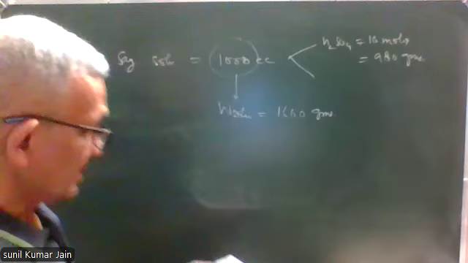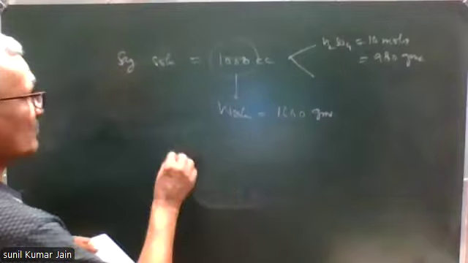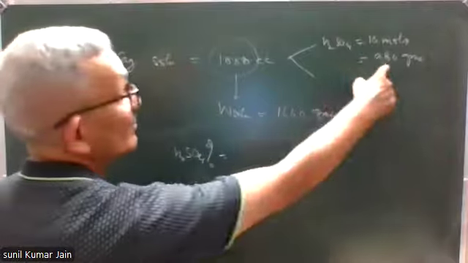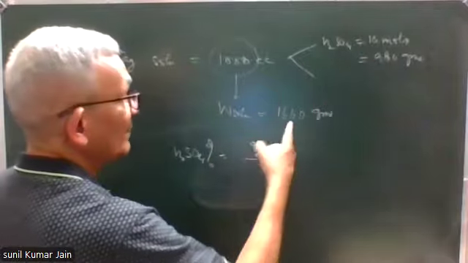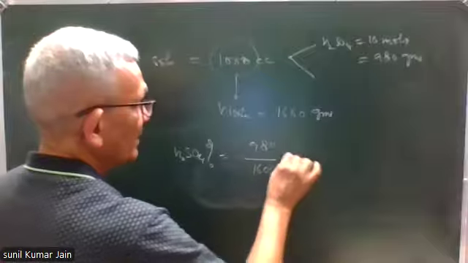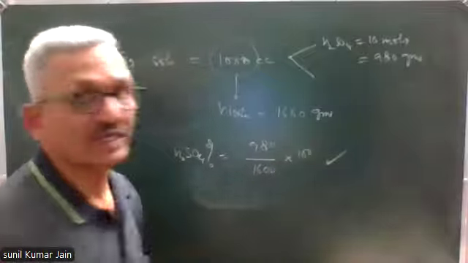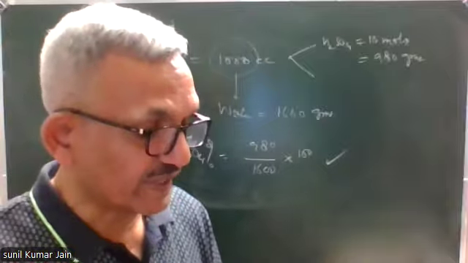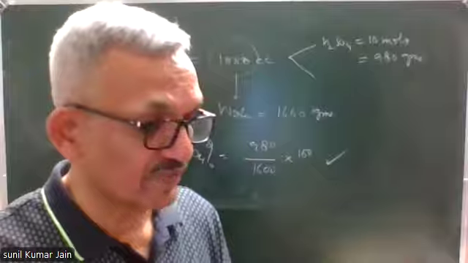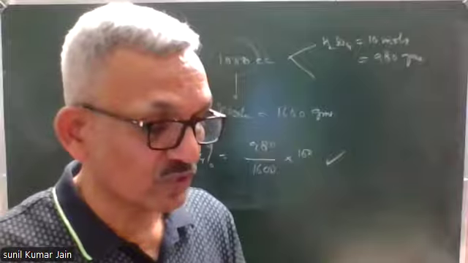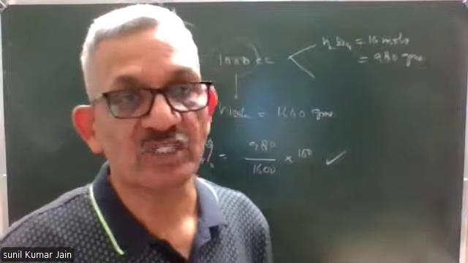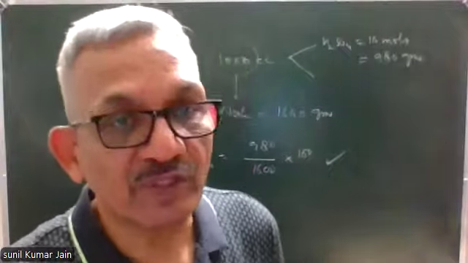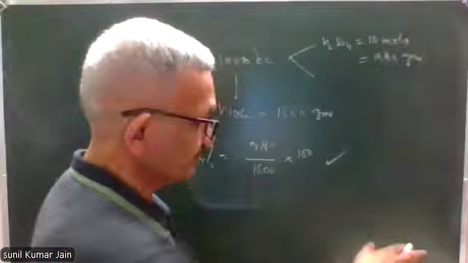So calculate mass percent of sulfuric acid. So percentage of sulfuric acid will be weight of sulfuric acid divided by weight of solution into 100. This will be the answer. Numerical number 3. Calculate Henry's law constant if the solubility of H2S in water is 0.001 molal at STP. This is a very important numerical from board point of view.